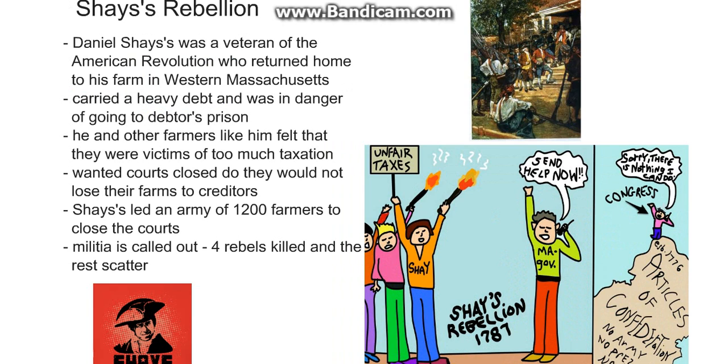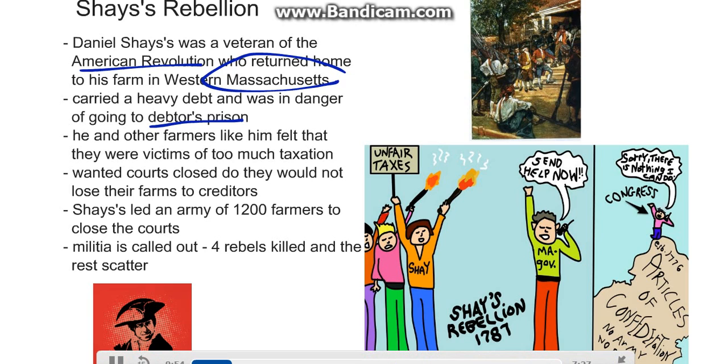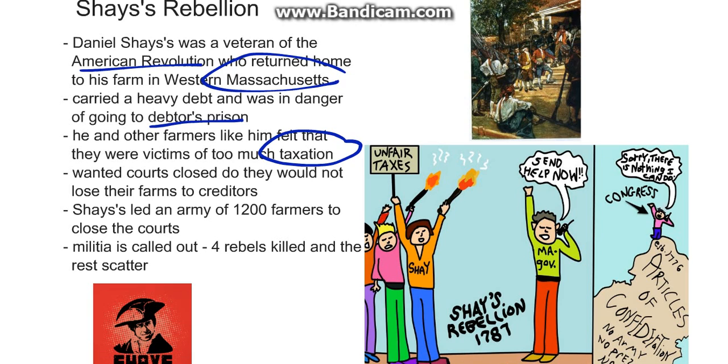Shays Rebellion. Daniel Shays was a veteran of the American Revolution who returned home to his farm in western Massachusetts. He carried a heavy debt and was in danger of going to debtor's prison. He and other farmers like him felt that they were victims of too much taxation. They felt that they had given their time and their effort to fight the American Revolution, and now they were in danger of losing their farms, and that was unfair.